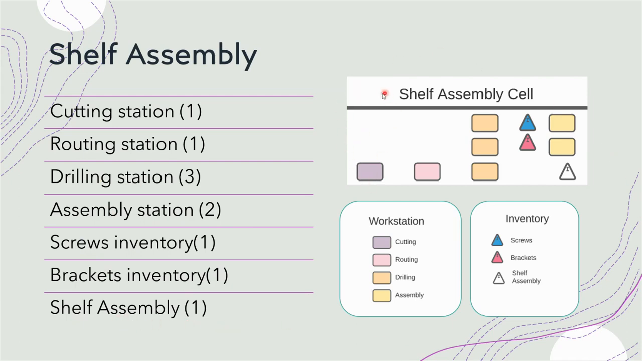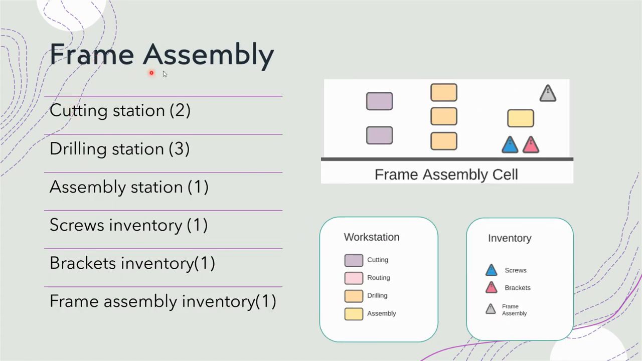As you can see, this is the layout of this cell, and all the product that is processed is stored in the shelf assembly. All the shelves are stored here, where they are going to be taken by other cells to continue the manufacturing process.